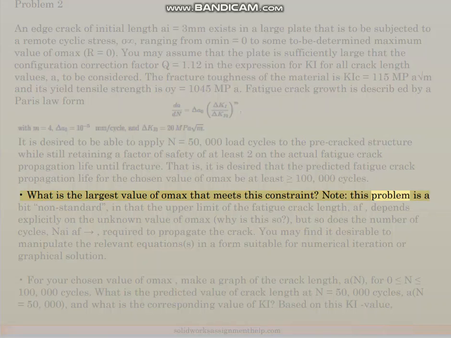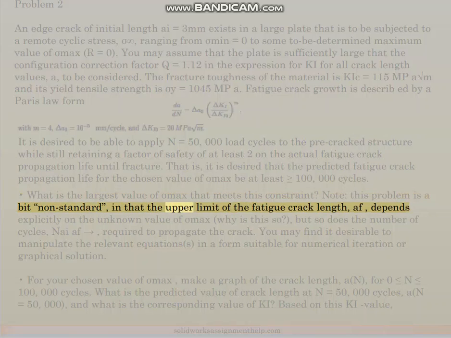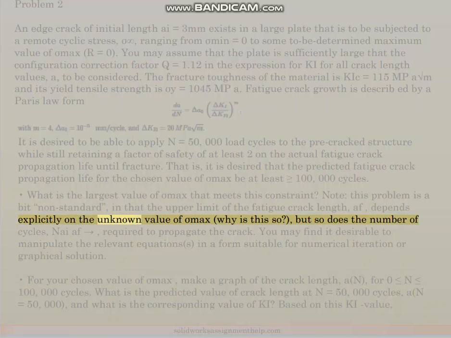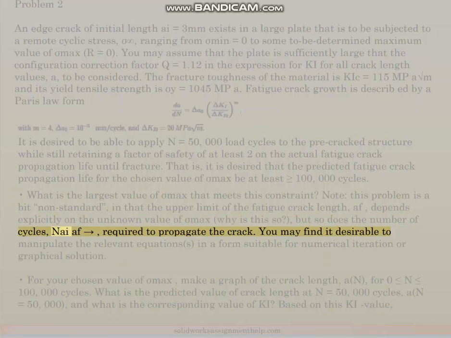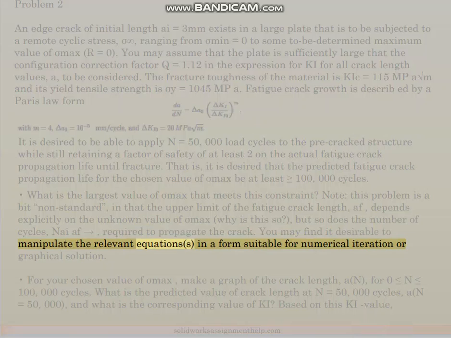Note, this problem is a bit non-standard in that the upper limit of the fatigue crack length af depends explicitly on the unknown value of sigma max. Why is this so? But so does the number of cycles, N i-af, required to propagate the crack. You may find it desirable to manipulate the relevant equations in a form suitable for numerical iteration or graphical solution.